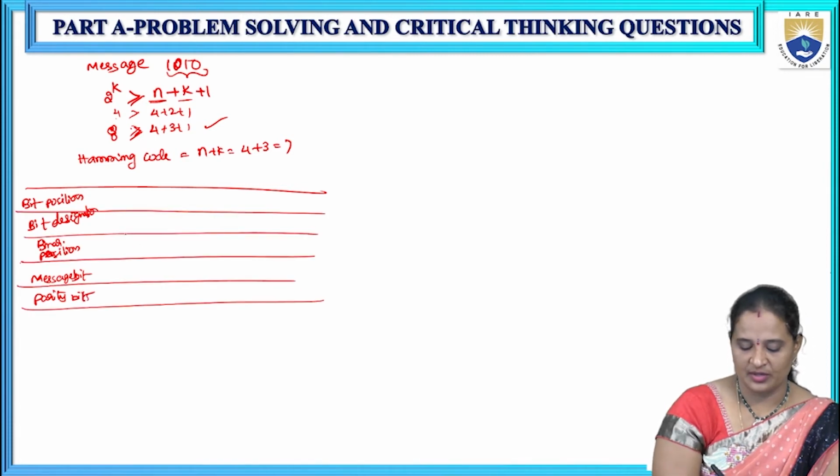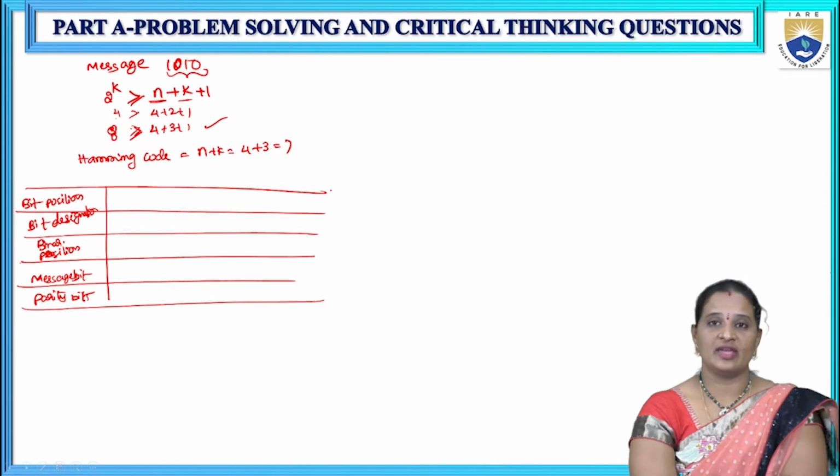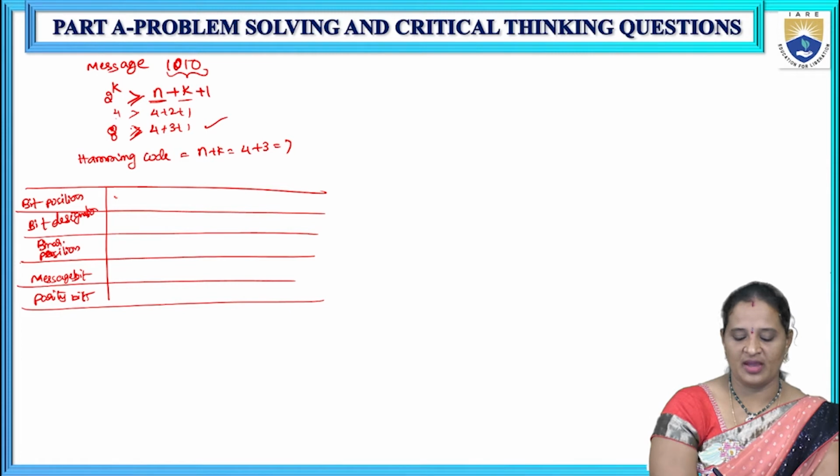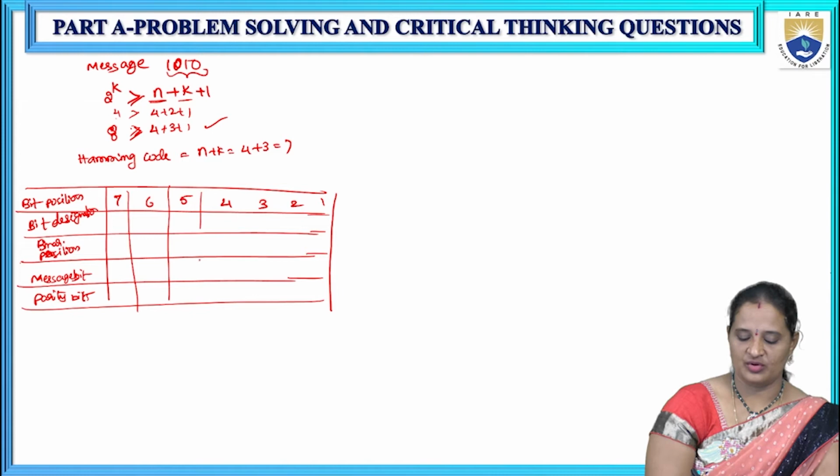So how many bits are there in the resulting Hamming code? 7 bits. So the bit positions can be given by 7, 6, 5, 4, 3, 2, 1. Like this we have to give that, right? So then what should we do?